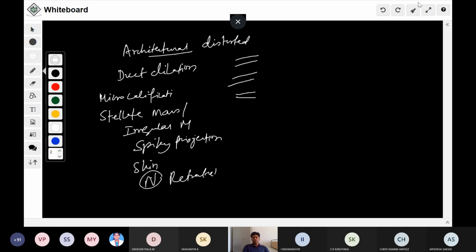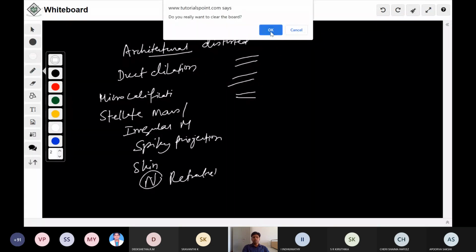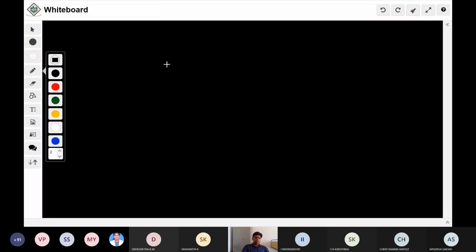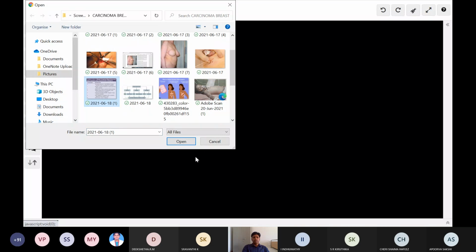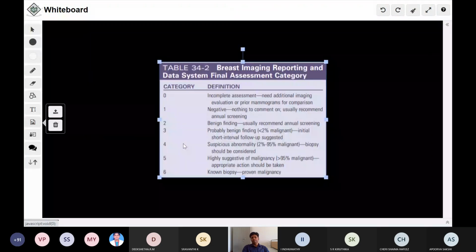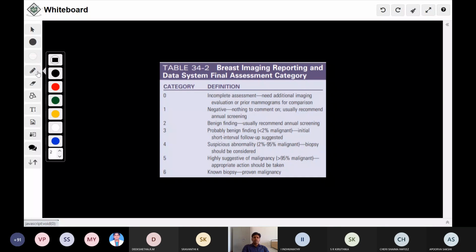Okay, so these are all features. We'll go to how to assess the grading. You know this grading, which is nothing but BI-RADS grading. It is an assessment from 0 to 6. 0 is incomplete assessment, and 1 is negative, so you cannot comment anything. So usually you need an annual screening.